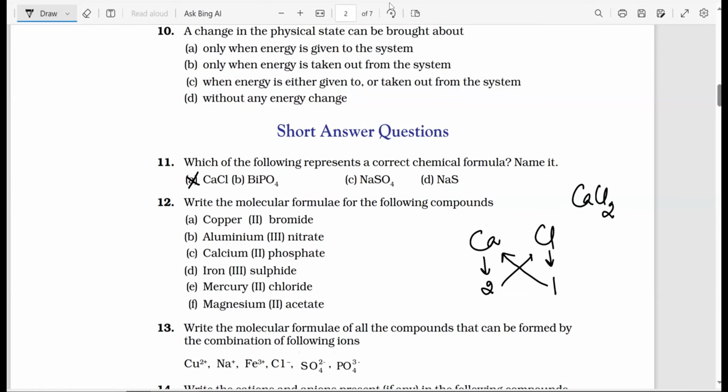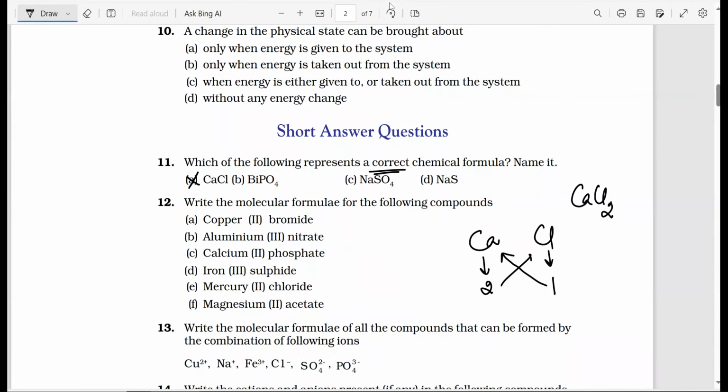So you need to find out the correct one. Similarly, bismuth has valency 3 and phosphate, PO4, also has valency 3. So you need not cross, they will cancel out each other. This is BiPO4. This formula is correct. Why is the other incorrect? What is the correct formula when sodium and sulfate combine together? Tell me. Sodium sulfate. Alvina, tell me.